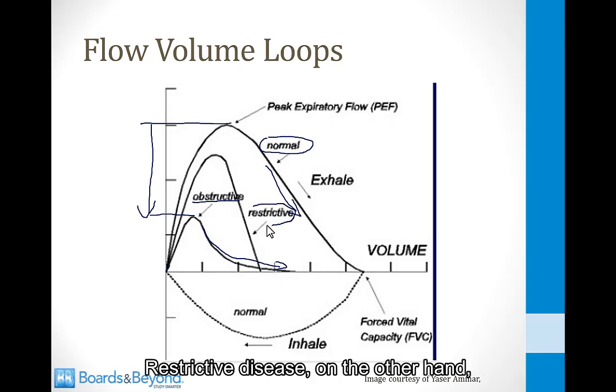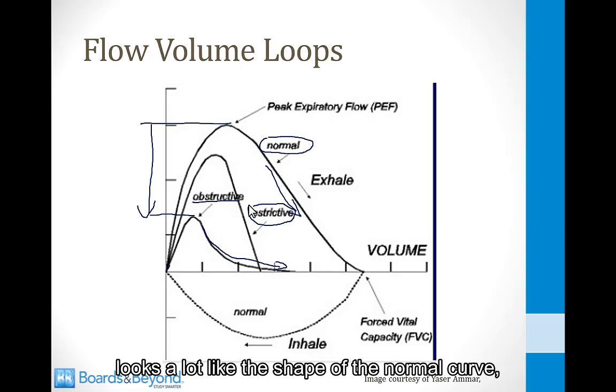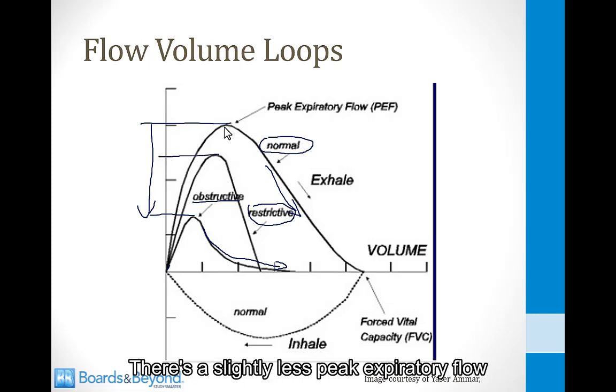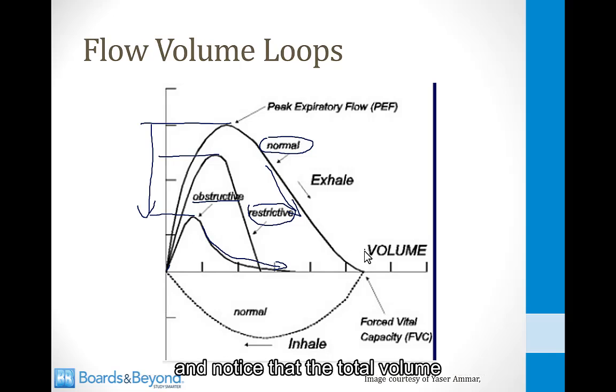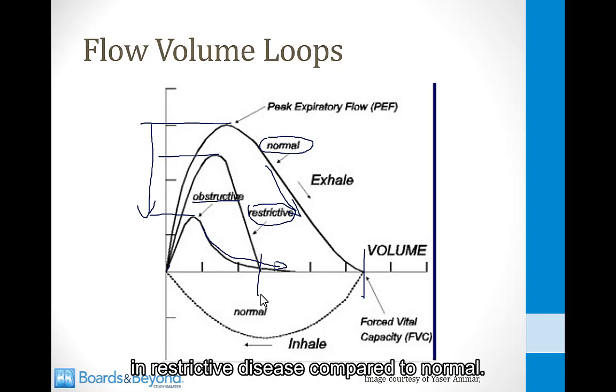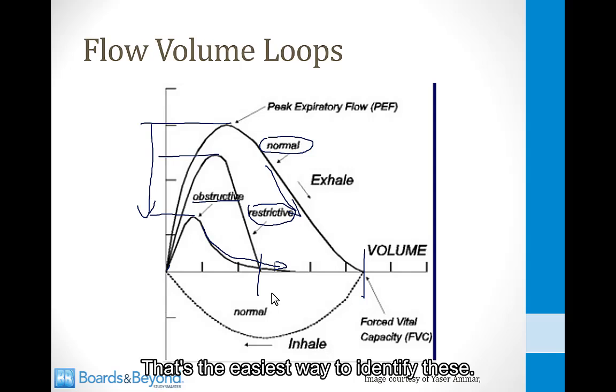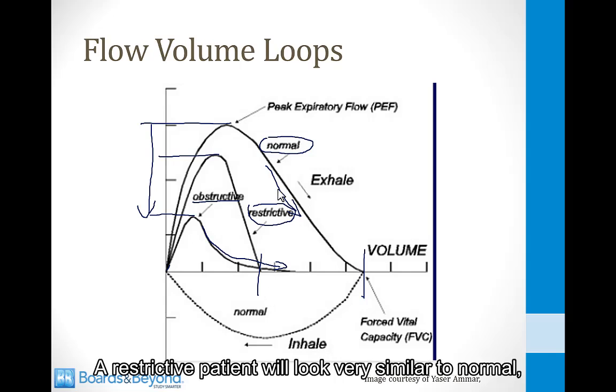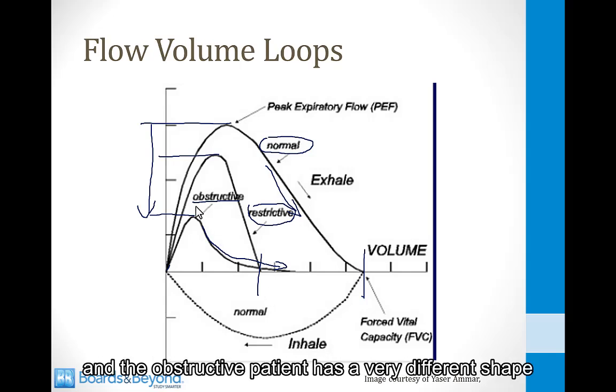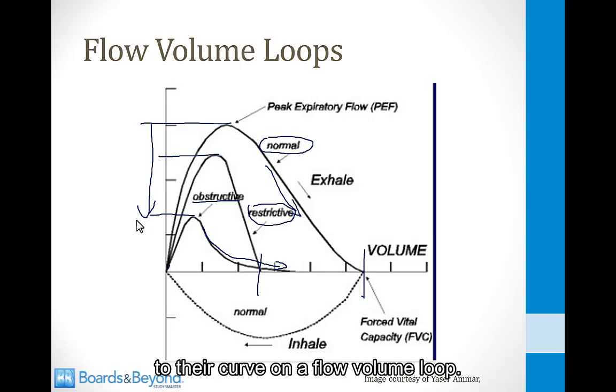Restrictive disease, on the other hand, looks a lot like the shape of the normal curve. It's just smaller. There's a slightly less peak expiratory flow, and notice that the total volume that goes out of the lungs is much lower in restrictive disease compared to normal. Just look at the shapes of the curve. That's the easiest way to identify these. A restrictive patient will look very similar to normal. An obstructive patient has a very different shape to their curve on a flow volume loop.